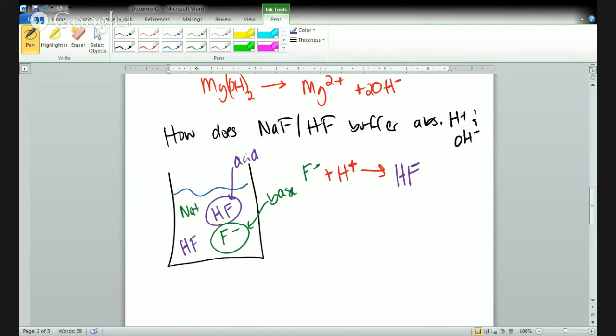So if we add an acid, this is what the reaction would look like. Whoop, that's how you spell acid. Yikes.